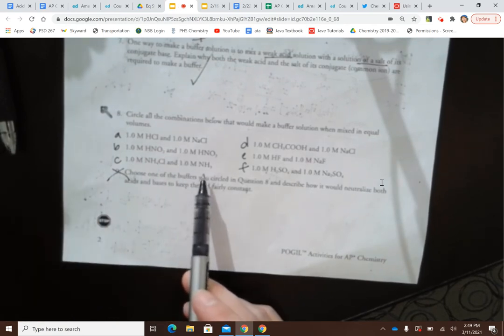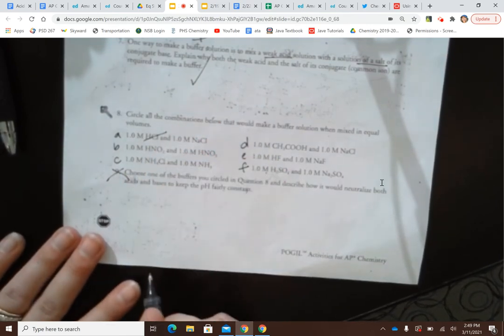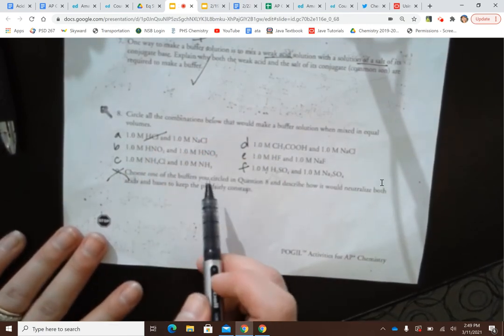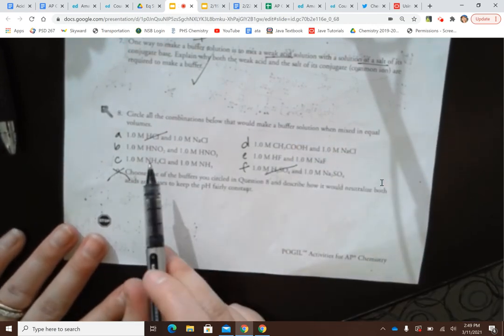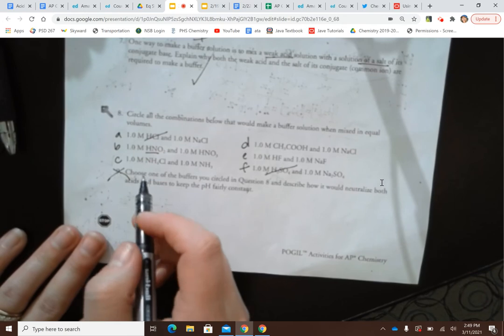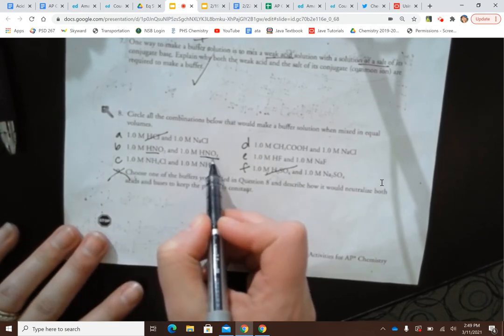How do we think these would work? Well, here is a strong acid. No, doesn't matter. Let's go through. Are there any other strong acids? Yes, H2SO4 is a strong acid, so no. Let's keep looking. Here's a weak acid. That's promising. And then is this its conjugate? No, that's a strong acid.